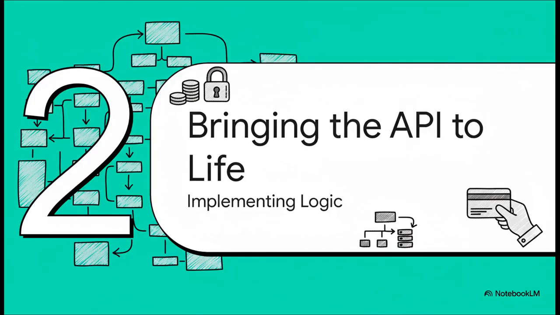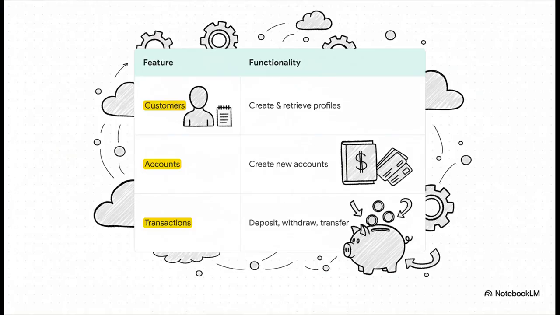Okay, Section 2, bringing the API to life. So we've got our local development environment all beautifully orchestrated. Now it's time for the fun part, actually building the thing. We've got to implement the core logic that makes our banking API actually work. For this project, we're really zeroing in on 3 core things. First, we need to be able to create and manage customer profiles. Second, we've got to be able to open new accounts linked to those customers. And third, and this is the big one, we have to handle transactions. Deposits, withdrawals, transfers, this is the real heart of the application, right here.